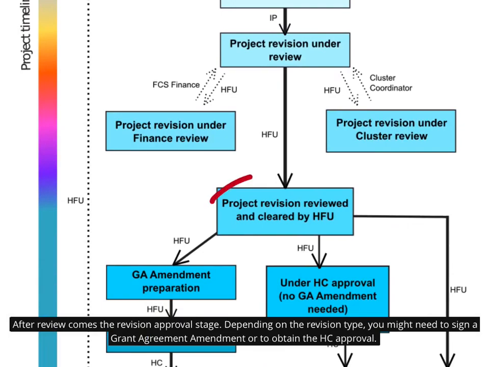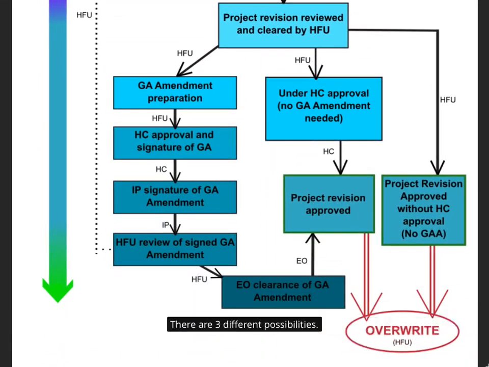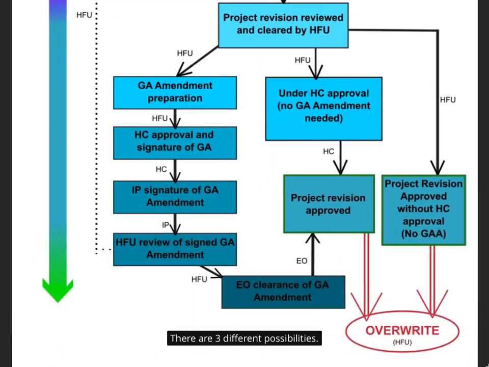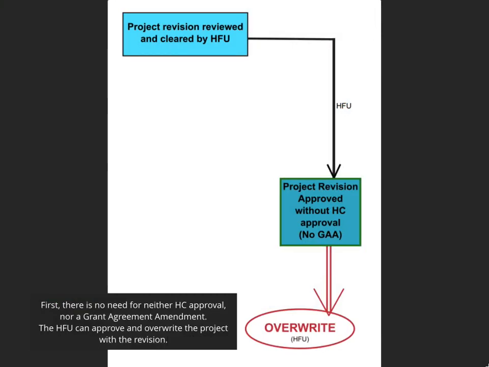After review comes the approval stage of the revision. Depending on the revision type, you might need to sign a grant agreement amendment, or to obtain the HC approval. There are three different possibilities. First, there is no need for either HC approval or a grant agreement amendment. The HFU can approve and overwrite the project with the revision.